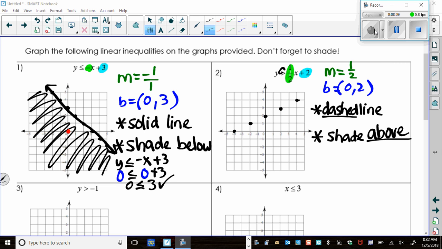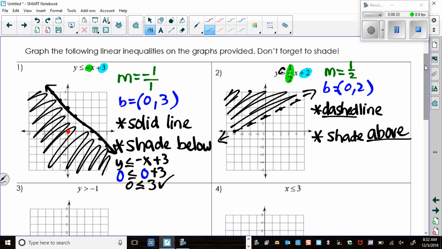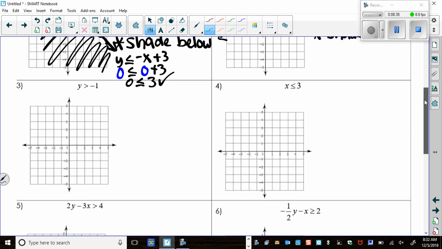So I've plotted my points. Now I'm going to create a dashed line here, and I'm going to be shading above this number 2. Any number that's greater than 2 is going to be above. So then I'm going to shade that portion in. There you go.